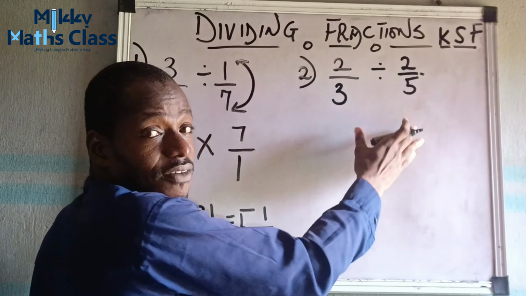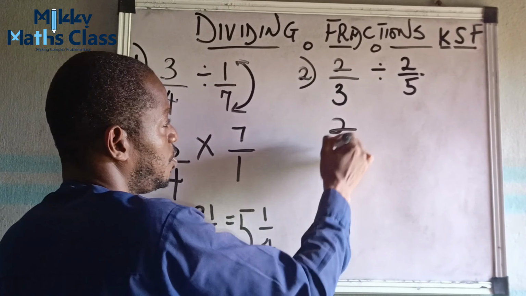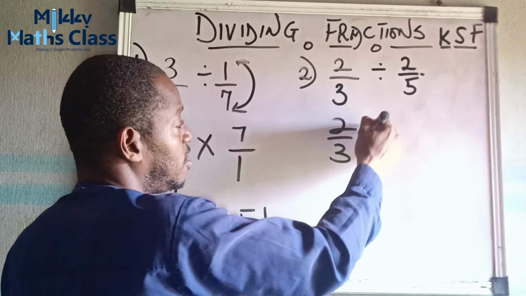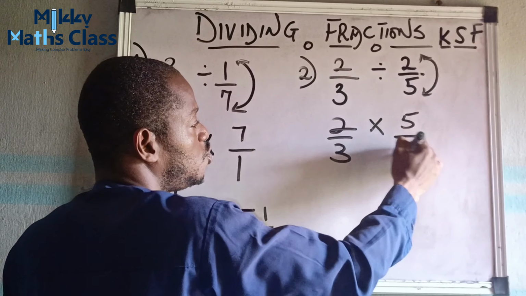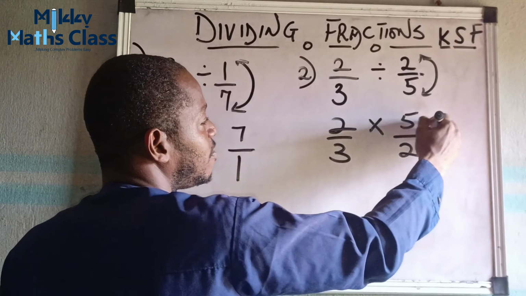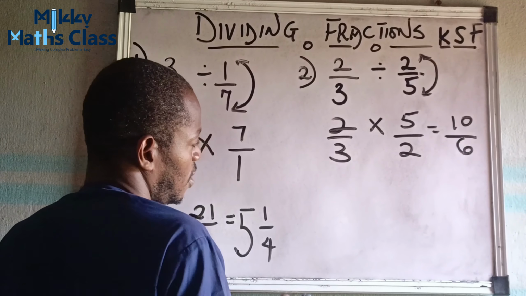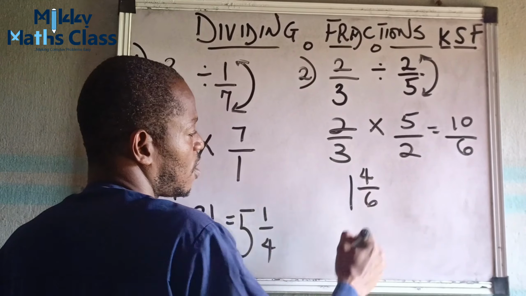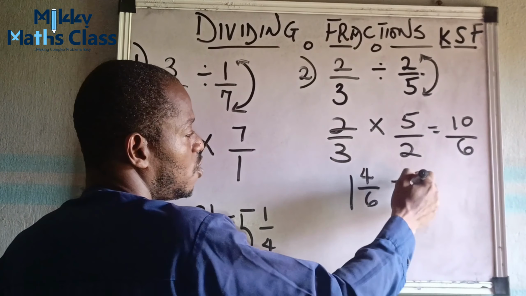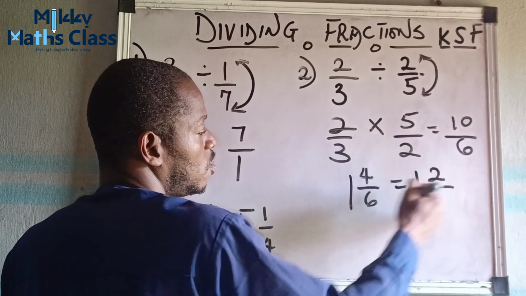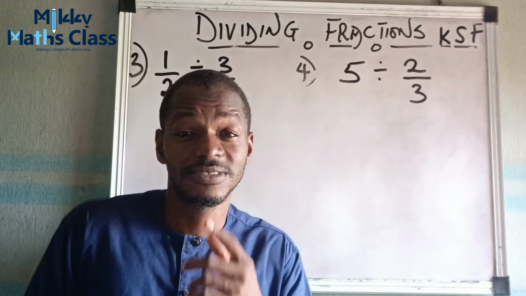Now let's look at the second one. 2/3 divided by 2/5. The same thing: we keep this first one, that's 2/3. We switch the sign to multiplication, and flip this. So this is 5/2. From here, 2 times 5 is 10 over 3 times 2, that's 6. How many 6 will you see in 10? That's 1, remainder 4/6. Now what do we do next? We can still break down this 4 and 6. 2 in 4 is 2, 2 in 6 is 3. That's 1 and 2/3.